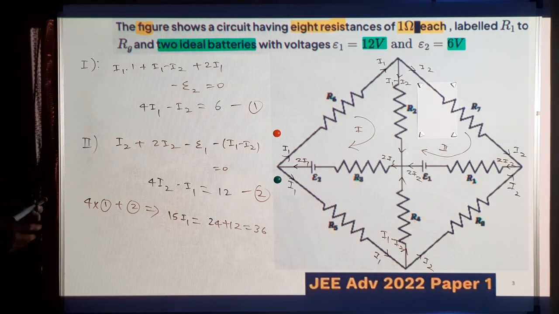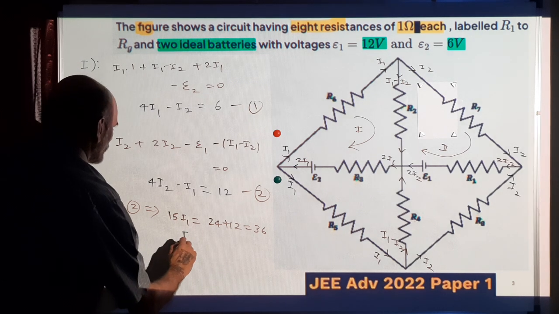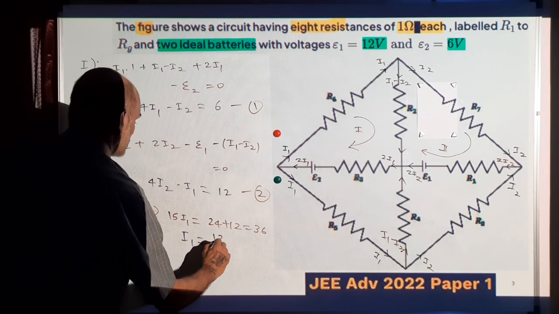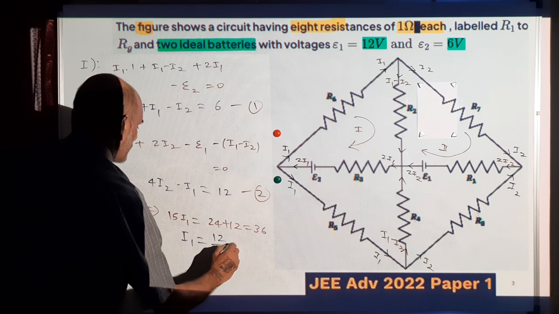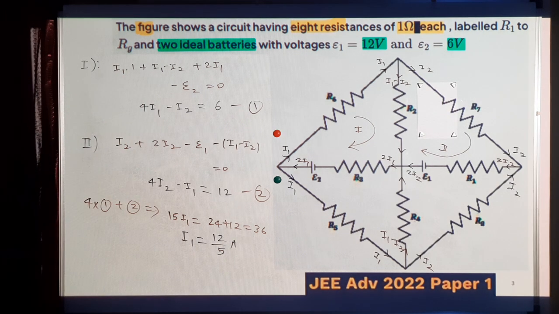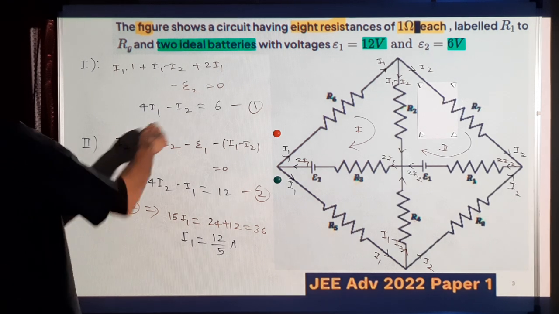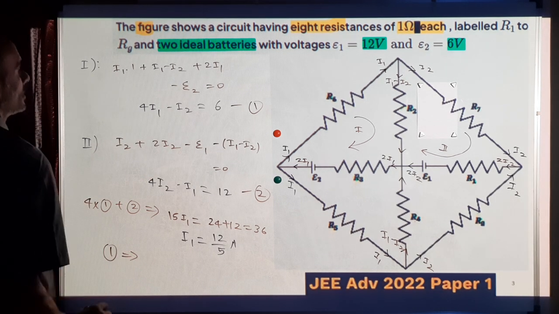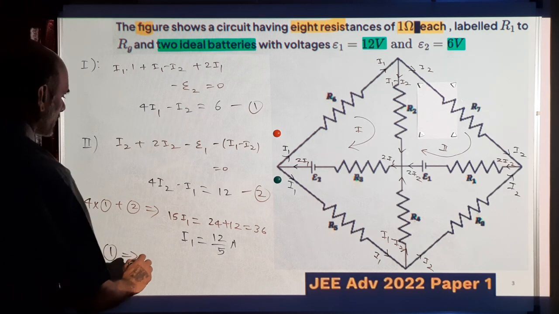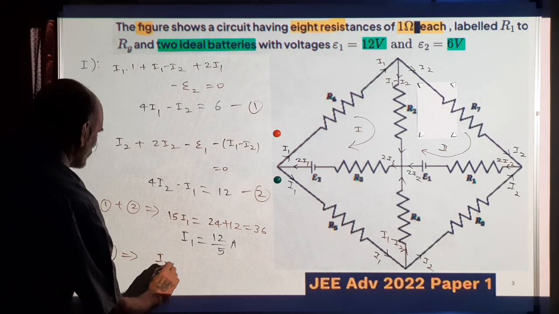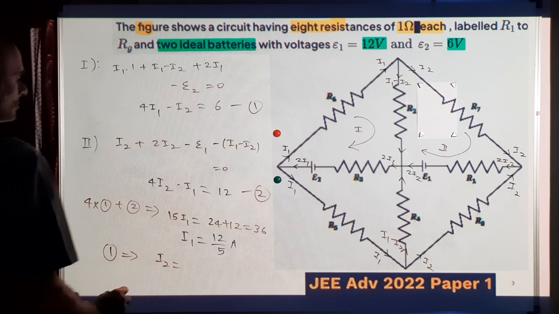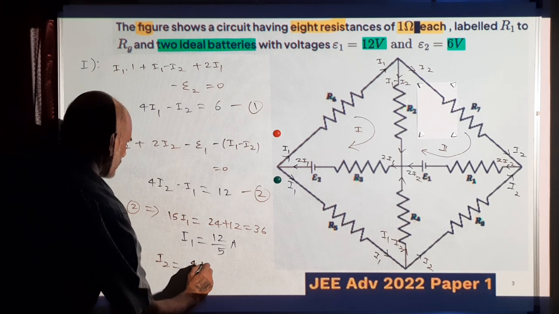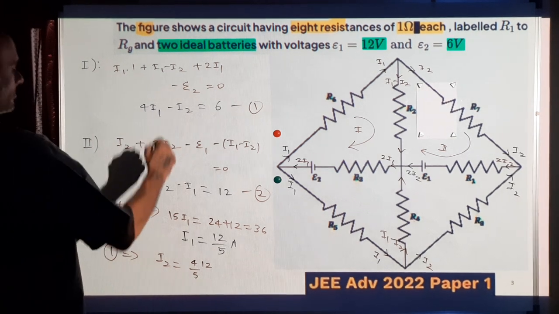So this will give I1 as, cancel 12, cancel 3, and to find I2 I can use equation 1. I2 equal to 4I1 minus 6.